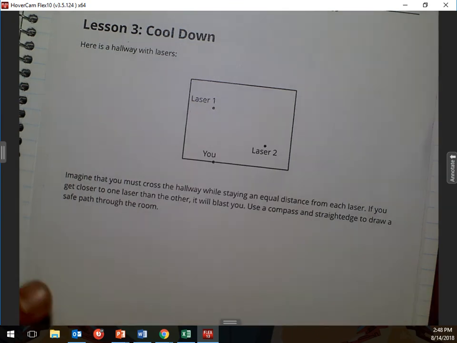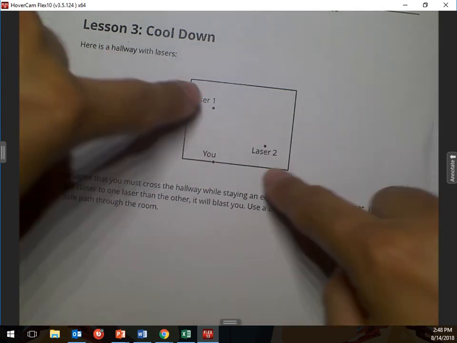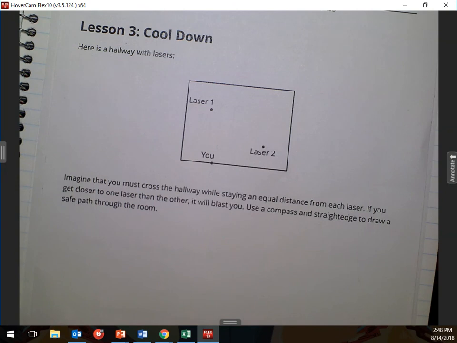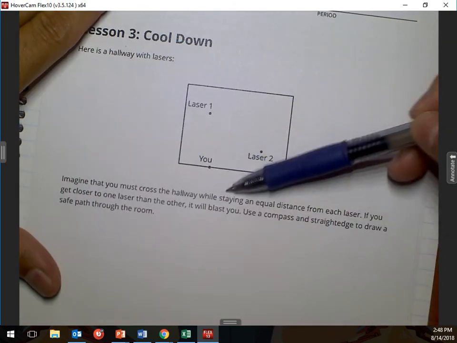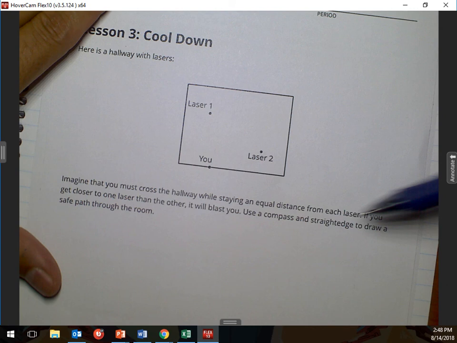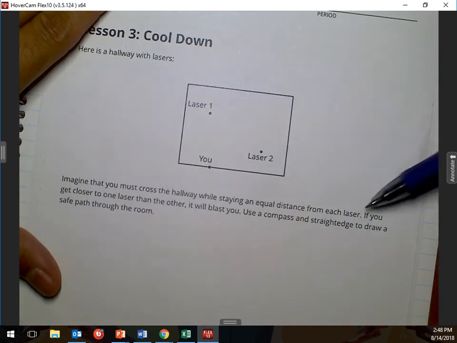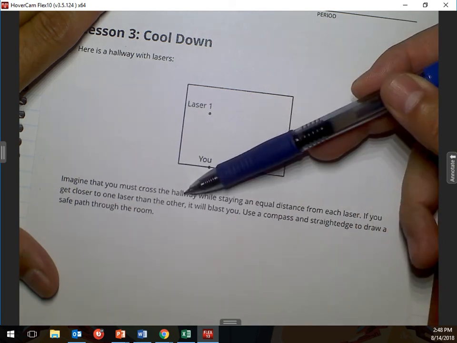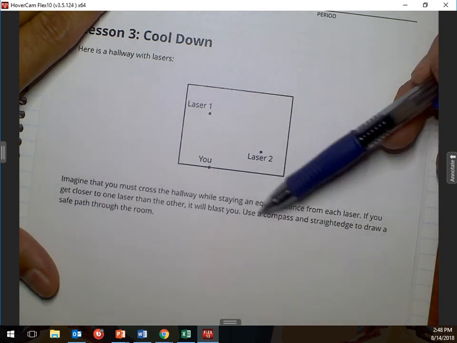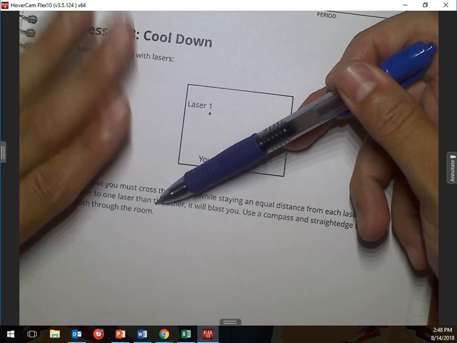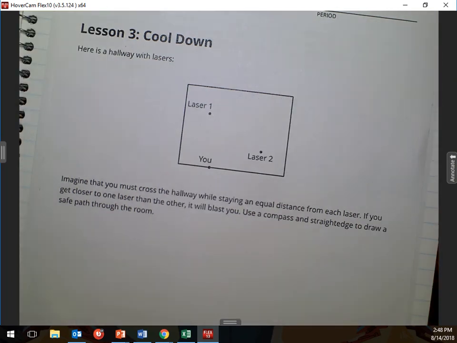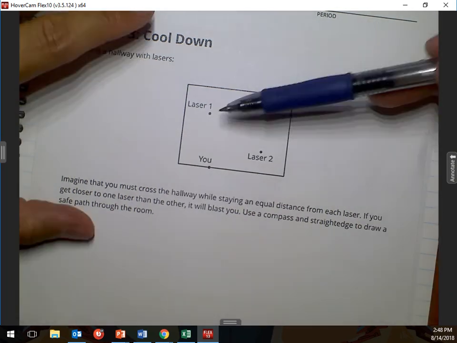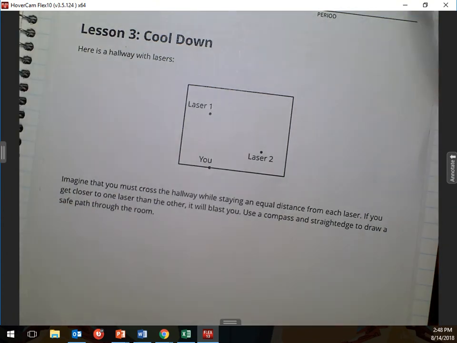All right, here's my classroom problem. If this was my classroom problem, this is point A and point B. It says, imagine you must cross the hallway while staying equal distance from each laser. If you get closer to one laser than the other, it will blast you. Use a compass and straight edge to draw a safe path through the room. So we're going to do kind of like what we did with the warm-up, the 3.1, and the thing that we did in the classroom.